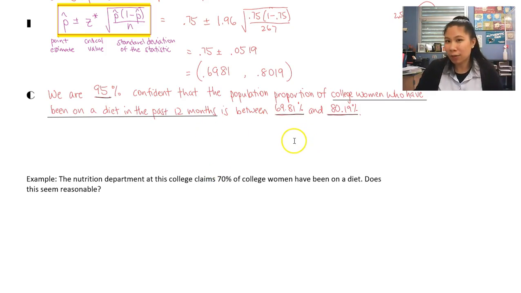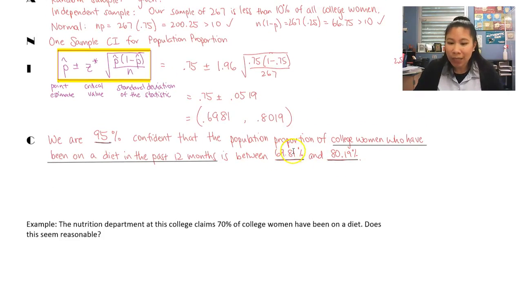So remember, in our confidence interval, we were saying the true proportion, the percentage, should be between 69.81% and 80.19%. So we're saying the true population proportion should be somewhere between those two numbers. So if they're claiming 70%, we want to figure out basically, does that number that they're claiming fall within our interval? Because if it does, then it does seem reasonable. If it doesn't, then it's probably not.